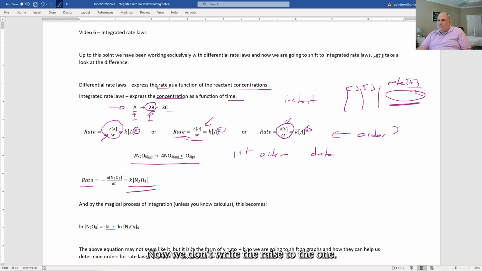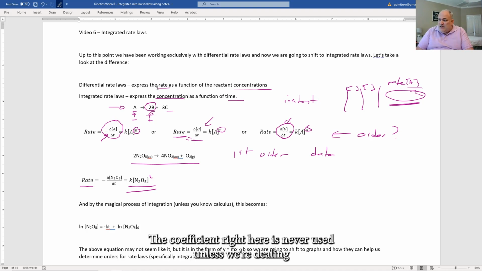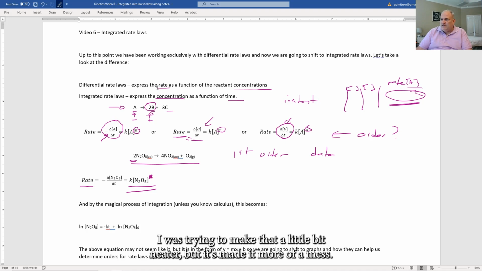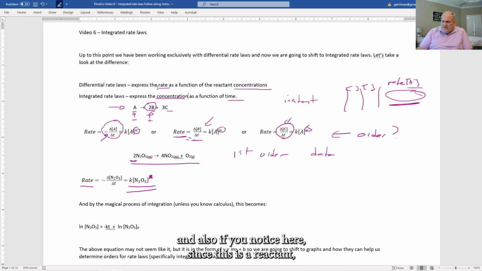Now, we don't write the raised to the 1. And remember that this is a 1. The coefficient right here is never used unless we're dealing with an elementary reaction, which is what we dealt with in the last video. I was trying to make that a little bit neater, but I just made it more of a mess. And also, if you notice here, since this is a reactant, the rate is the disappearance of N2O5.